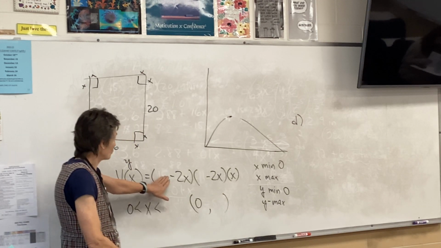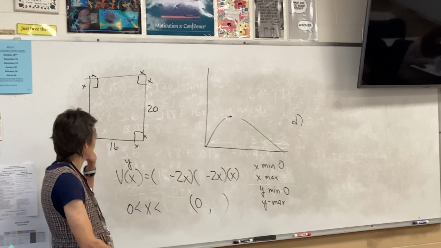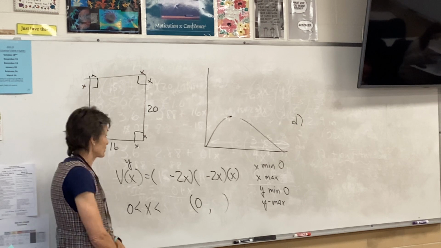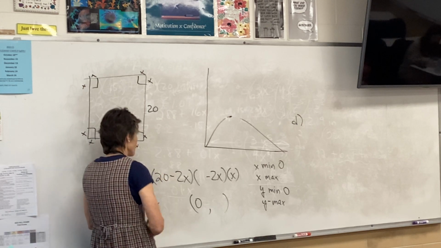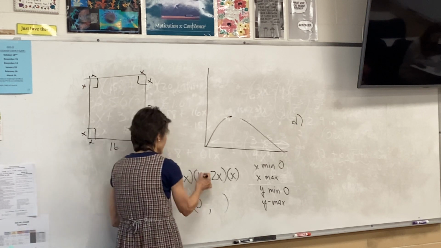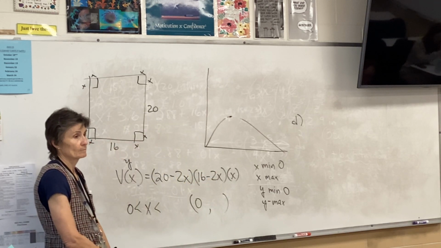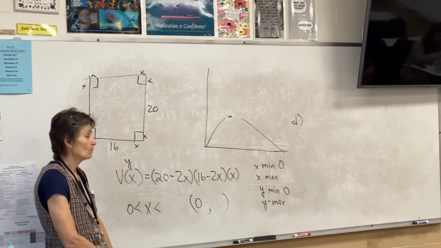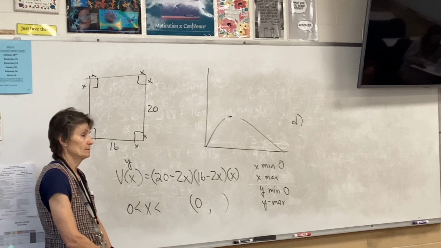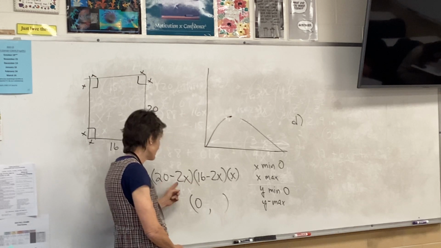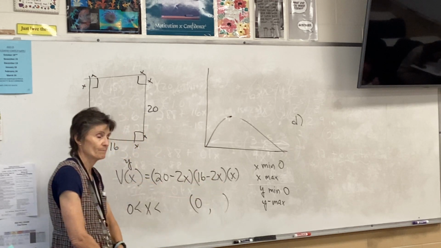So I know my equation is going to be what? If my paper is 20 by 16, it's going to be 20 minus 2x, 16 minus 2x, and then x. That will never change. That's how it's going to be. The order doesn't matter. If you did 16 first, that's fine. 16 minus 2x, 20 minus 2x, that doesn't matter.